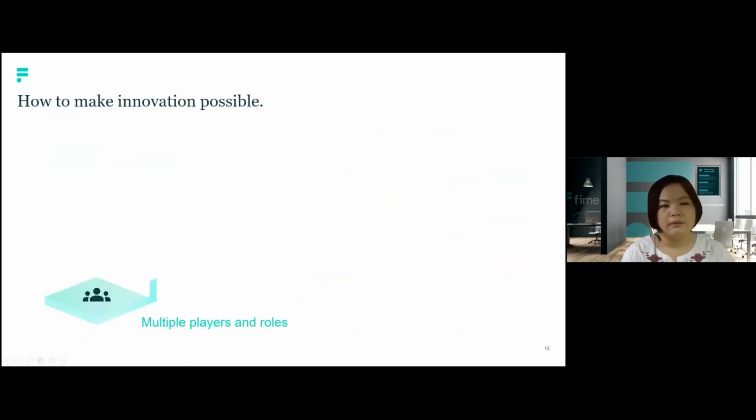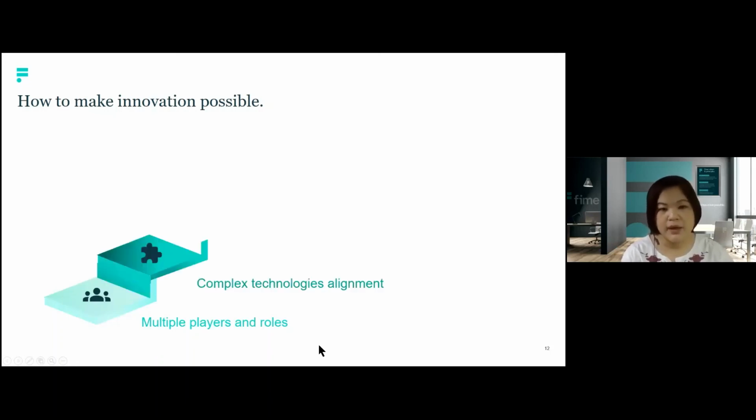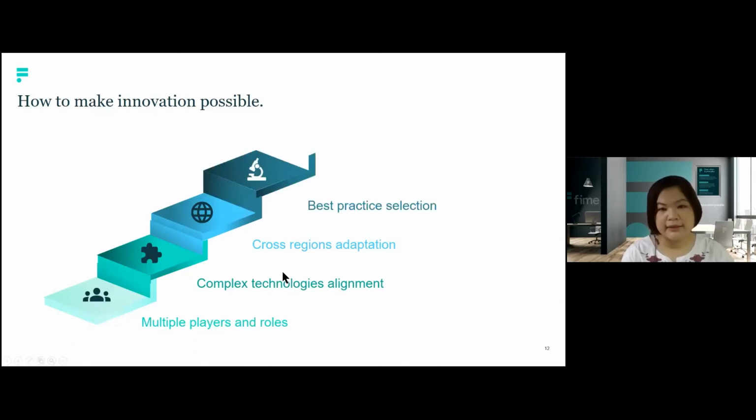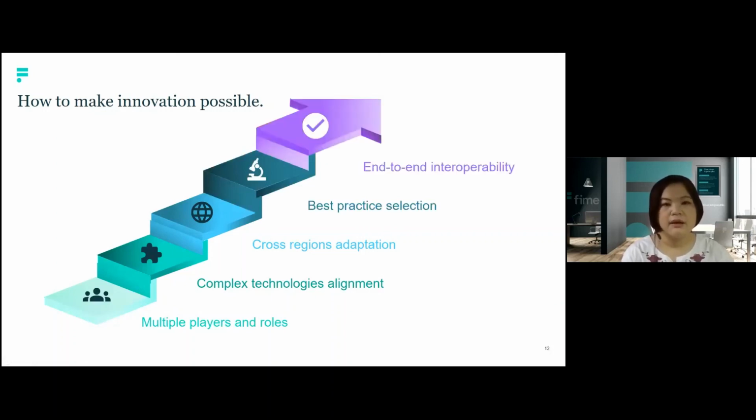So how can we make innovation possible together? We know there are multiple players and roles defined in this online payment transaction ecosystem, and there are many technologies to align with and to check if there is any gap in between. There are cross-region requirements to adapt to your country's regulations, how to select the best practice solutions, and how to ensure end-to-end interoperability of your solutions. You need to work with a trusted partner and start to understand the market.